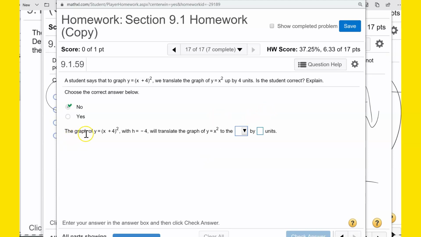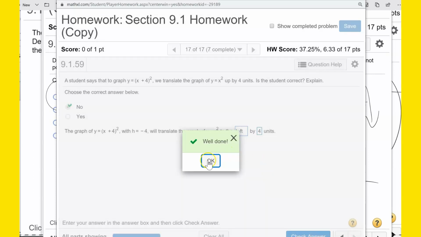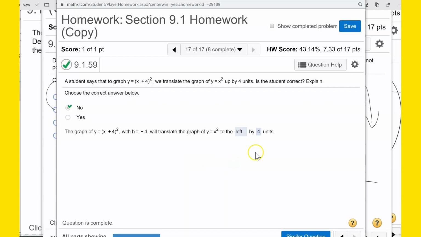Let's see. What's this next part? We'll translate the graph of x squared to the what? To the left by 4 units. That's the last one. Quick check answer. Correct.